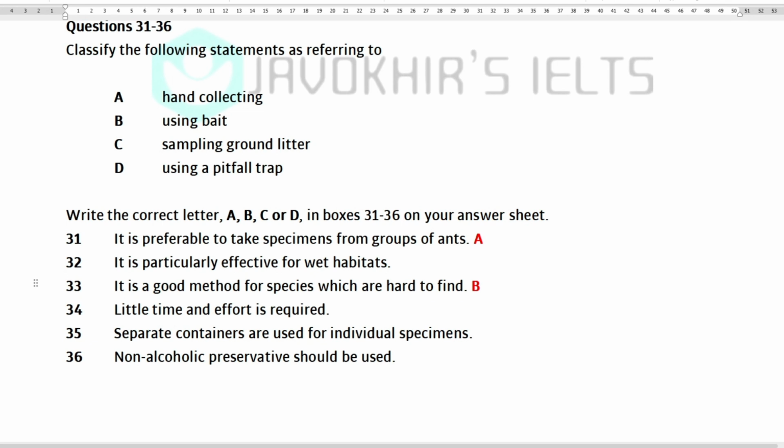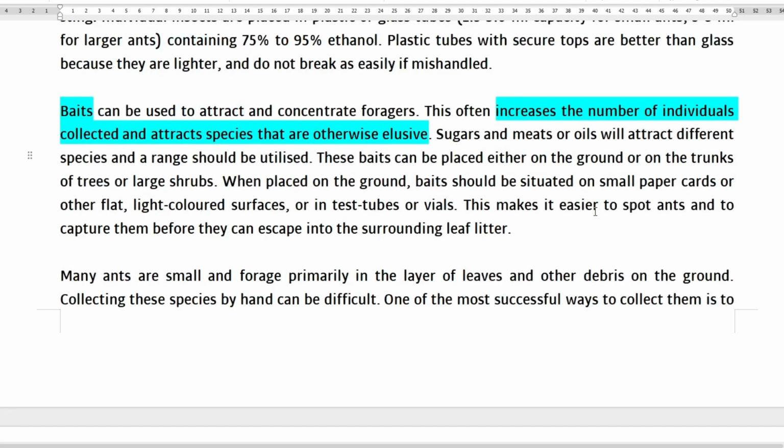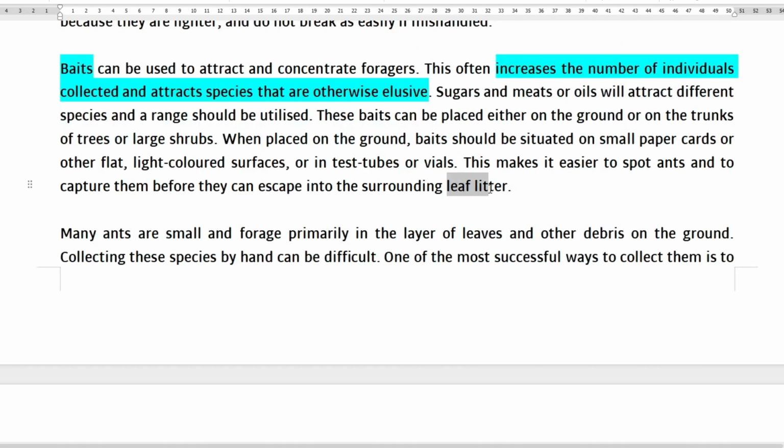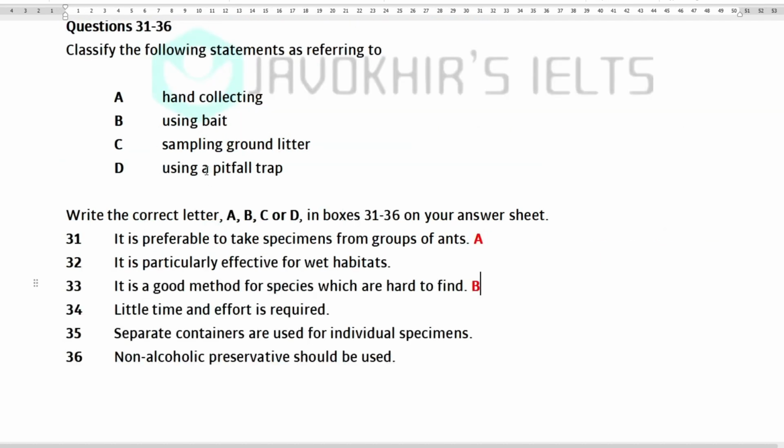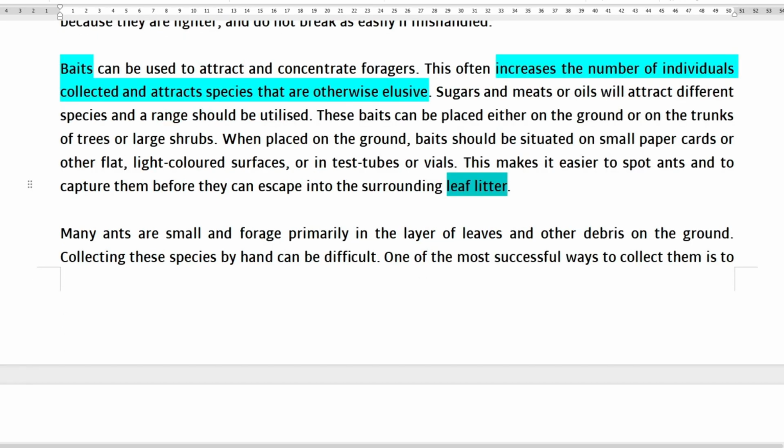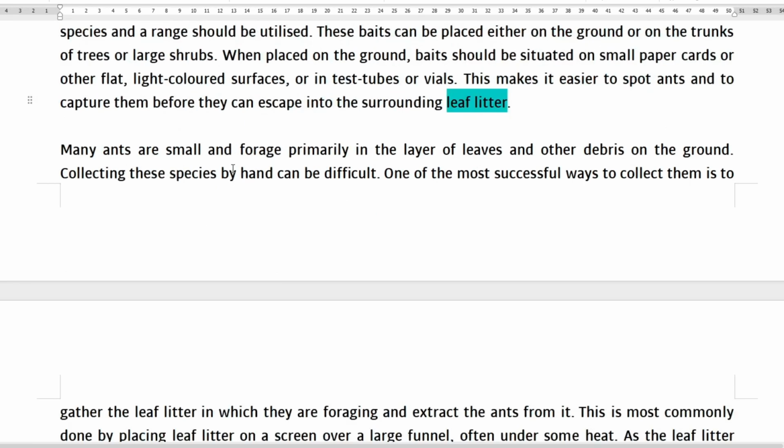Okay, and then this makes it easier to spot ants and to capture them before they can escape into surrounding leaf litter. Leaf litter. Did we have leaf litter with us? Pitfall, no, we didn't have. Little time and effort is required. Many ants are small foragers, primarily in the layer of leaves or other debris. Debris on the ground.